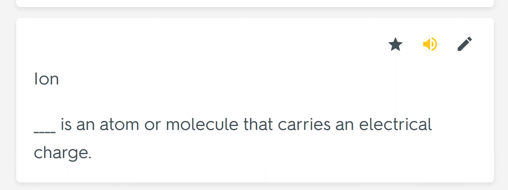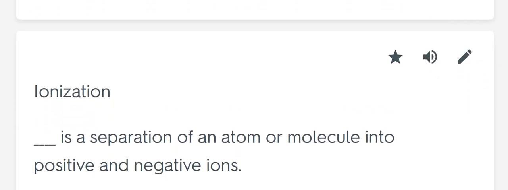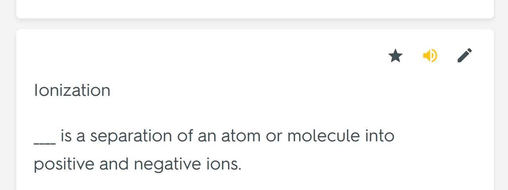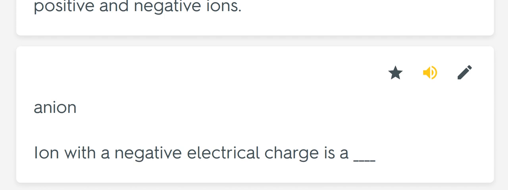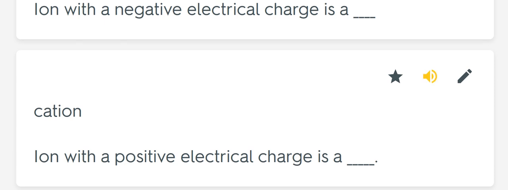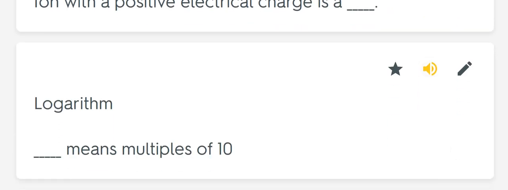Ion. Blank is an atom or molecule that carries an electrical charge. Ionization. Blank is a separation of an atom or molecule into positive and negative ions. Anion. Ion with a negative electrical charge is a blank. Cation. Ion with a positive electrical charge is a blank. Logarithm. Blank means multiples of 10.